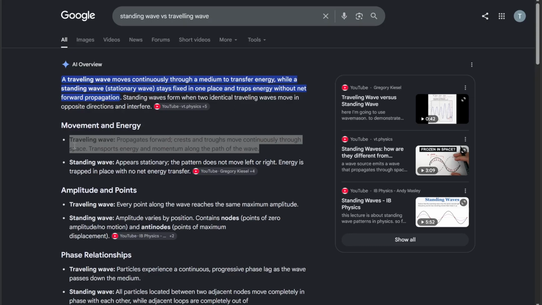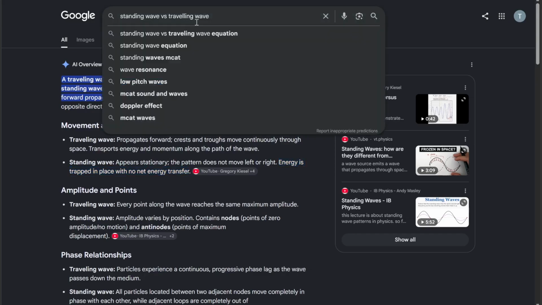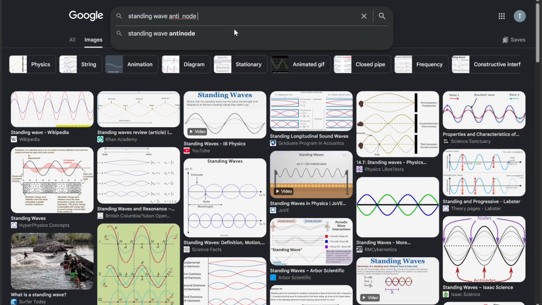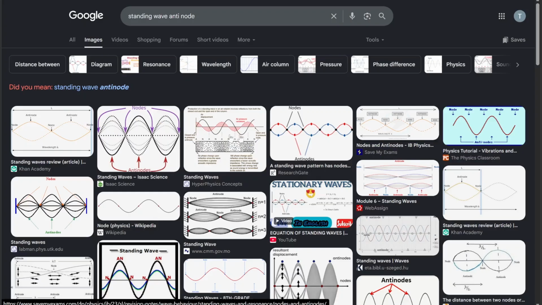So here's a difference. A traveling wave propagates forward, crests and troughs move continuously throughout space, and it transports energy and momentum across the path of the wave. But a standing wave appears stationary and the pattern does not move left or right. Energy is trapped in place with no energy transfer. So on a standing wave, there are points where there's zero oscillation, antinodes and nodes. I don't know if the diagram's on here. Let me check. Oh yeah, it's right here. So the diagram's here, but I'm just going to show another one.